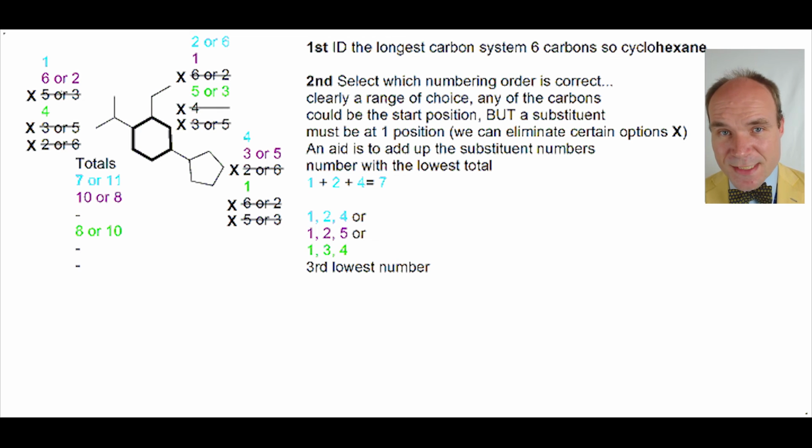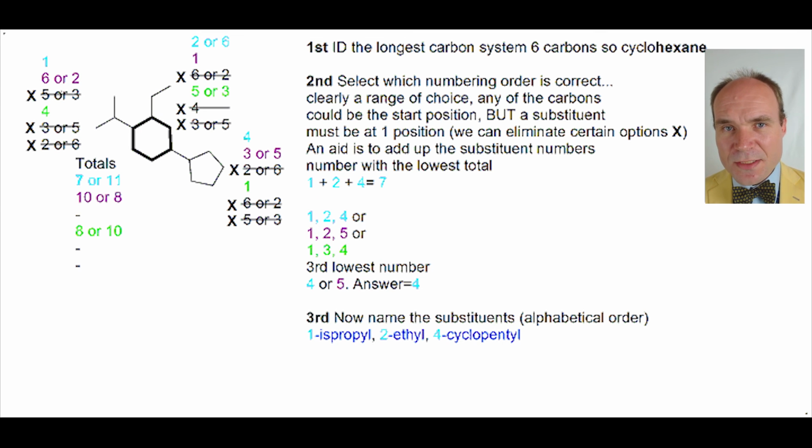Finally, we see a choice. We're choosing between 4 and 5. 4 is lower than 5, so 4 wins. And lo and behold, it is again the upper left carbon. So this is the carbon that is given position number 1.